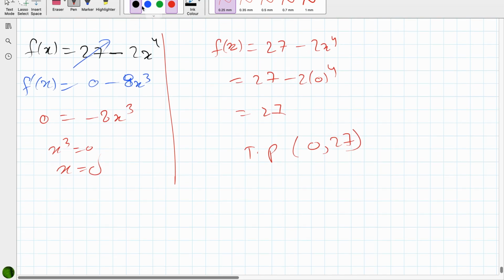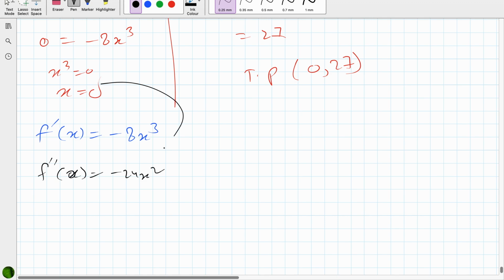Now is it minimum or maximum? So I'm going for the double derivative. Copy f dash x, which is negative 8x cube. Solve for the double derivative: this is negative 24x square. You substitute the turning point, you get 0. Basically, the sign decides whether it is a smiley face, and we know that the highest point is 27. So the range is f of x less than or equal to 27. Any question?